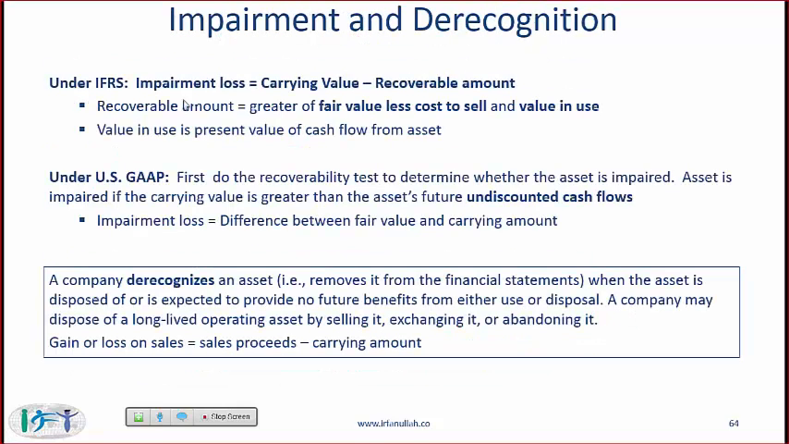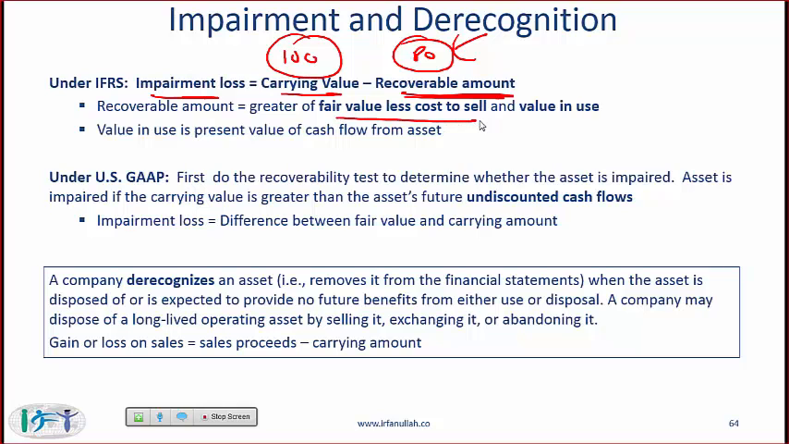Impairment and derecognition. Under IFRS, the impairment loss is the carrying value minus recoverable amount. So just understand the concept. Say the carrying value of an asset is 100, and because of some fire damage, the recoverable amount is now 80. So the machine needs to be written down to 80, and 20 is shown as an impairment loss. This recoverable amount is the greater of fair value less cost to sell and value in use.